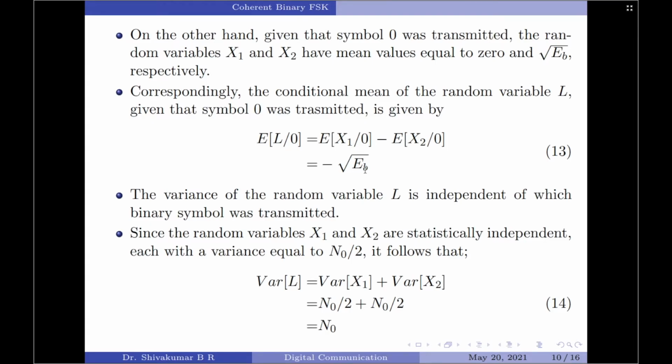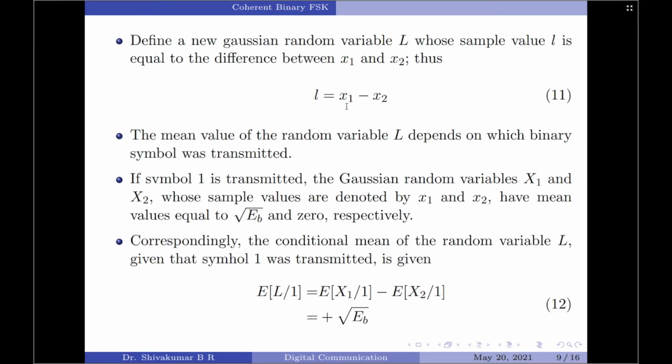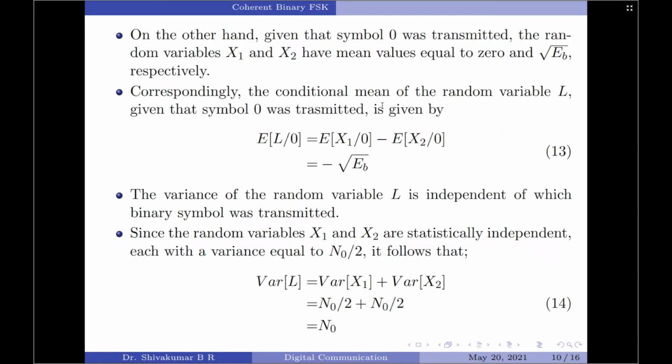Then we will find out the variance. So, variance of the random variable capital L is equal to, as per the equation here, variance of the variable x1 plus variance of the variable x2. Please note, we have taken a plus here. This is because the random variables x1 and x2 are statistically independent. So, I will simply substitute for variance of x1, which is N0 by 2, and variance of x2, which is also equal to N0 by 2. Therefore, the variance of the random variable L is equal to N0.